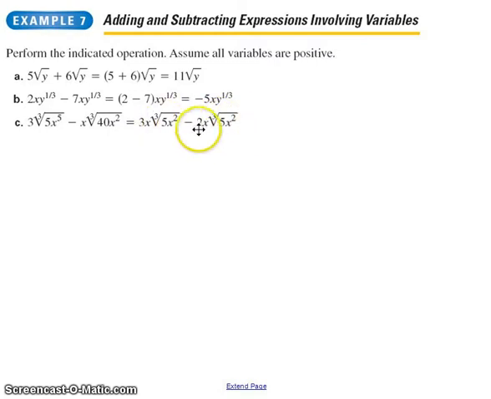But now notice these match. Both of these things inside the radical sign, they are cube roots of 5x squared. I have 3x of them on the left and 2x of them on the right. 3x minus 2x is x. And inside the radical sign, I've got the cube root of 5x squared.